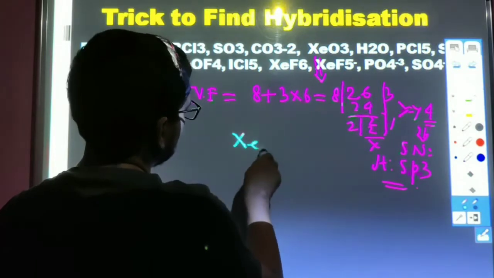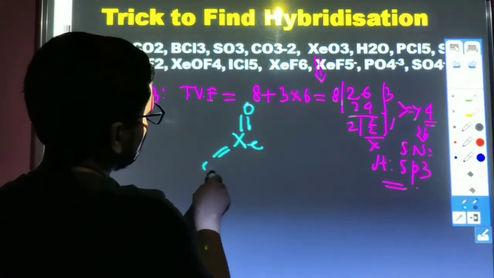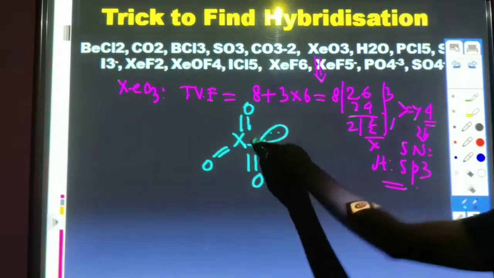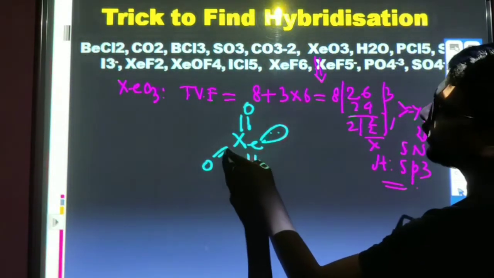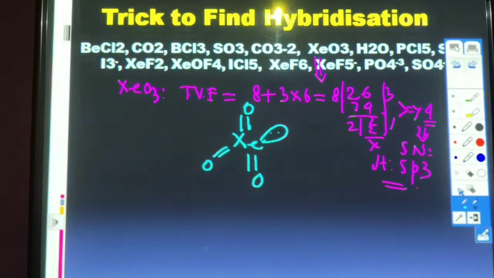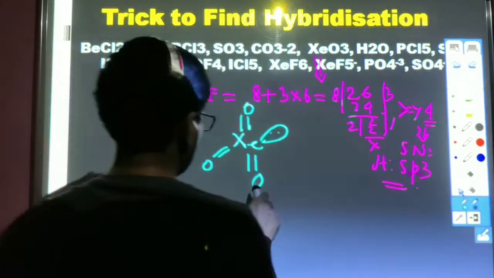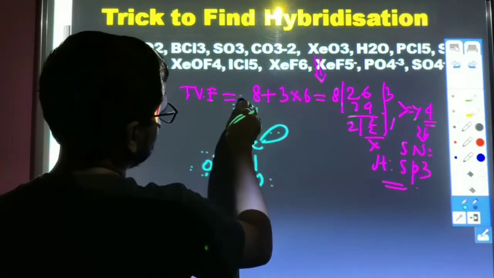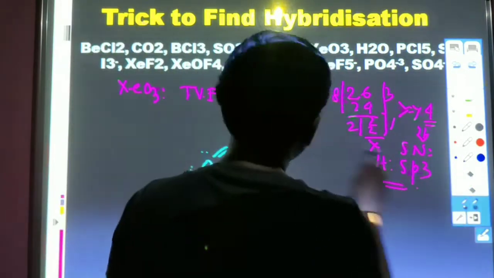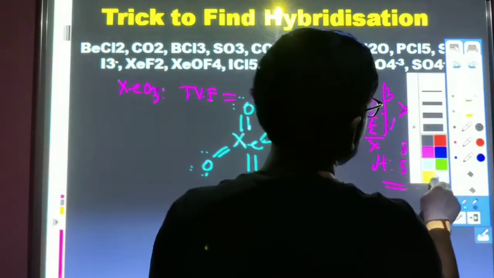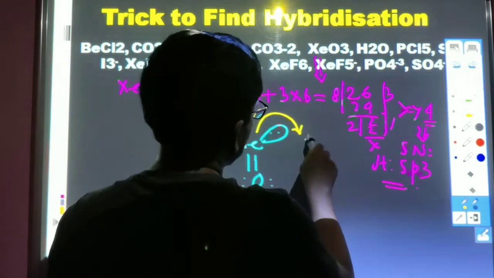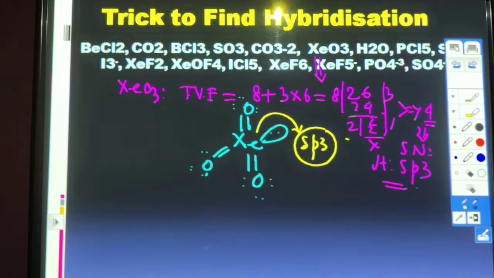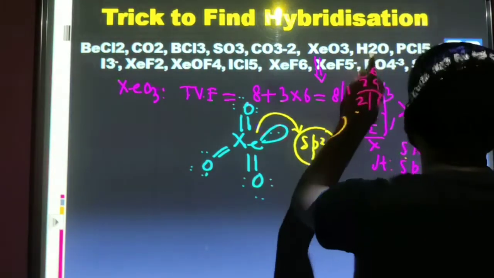then the structure looks like this, and one lone pair will be there. See, xenon has 8 electrons in its outermost shell. So 1 2 3 4 5 6 7 8. Okay, so hybridization of xenon in XeO3 is sp3. Okay, now next H2O.